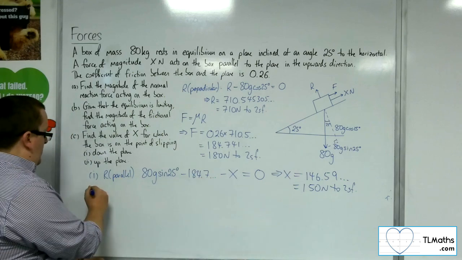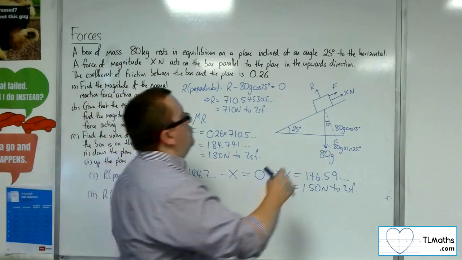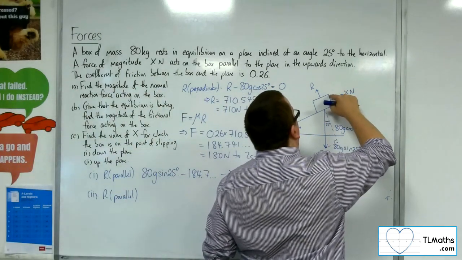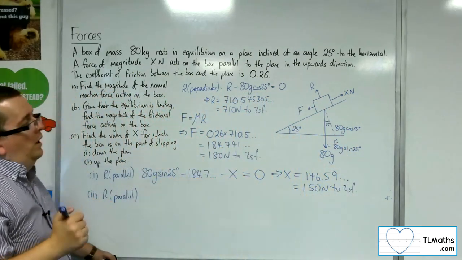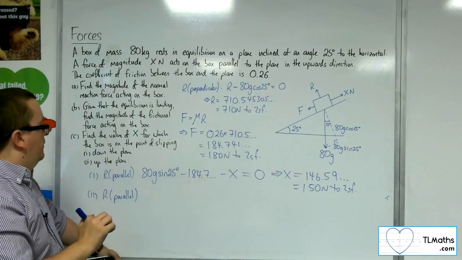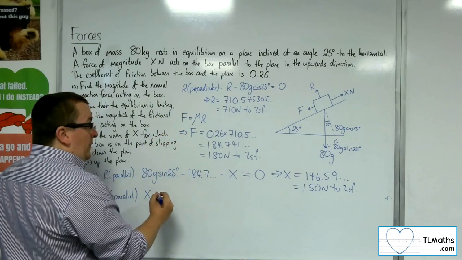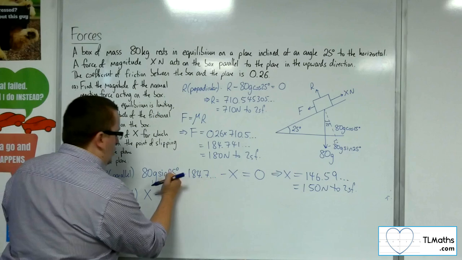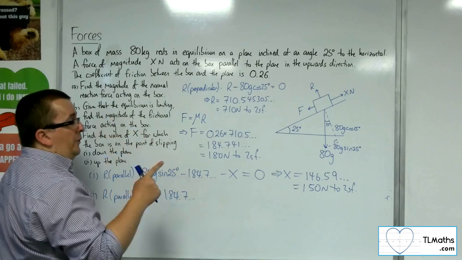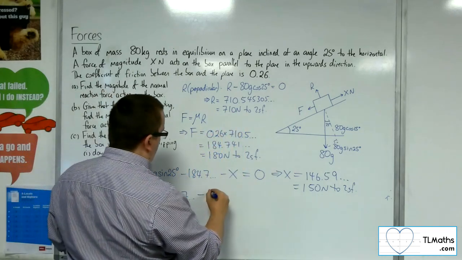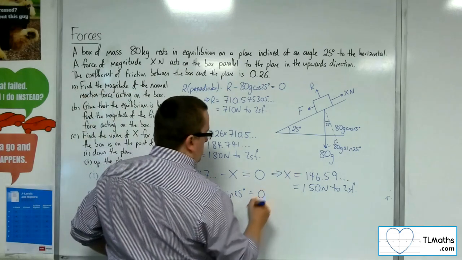If instead it's on the point of slipping up the plane, all this does is it changes the direction of the friction. So now the friction would be working against the block as it travels just about up the plane. So if I take upwards as positive, I've got x, I've got the friction force working against us, which is the 184.7, etc. And then I've also got the 80g sine 25 working against us. Now, acceleration is still zero.